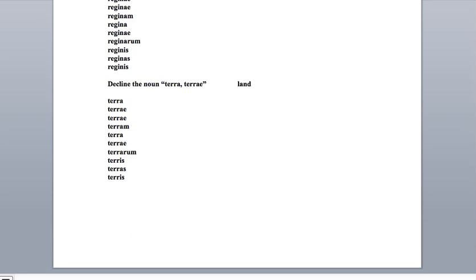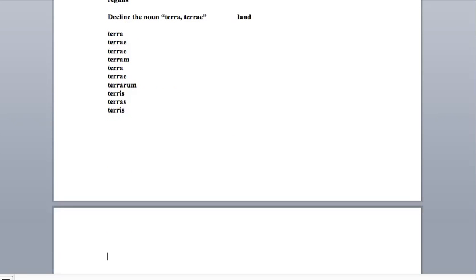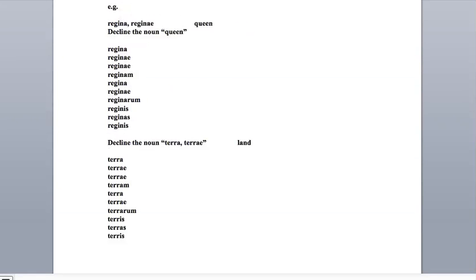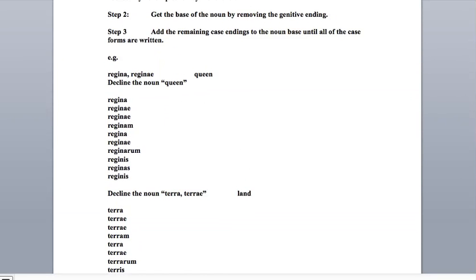Let's try another example, and I'm going to go down onto a new page because it will disappear soon enough. Decline the noun via, viae. This is a Latin word that means road, and we actually use this word in English. We use the word via.